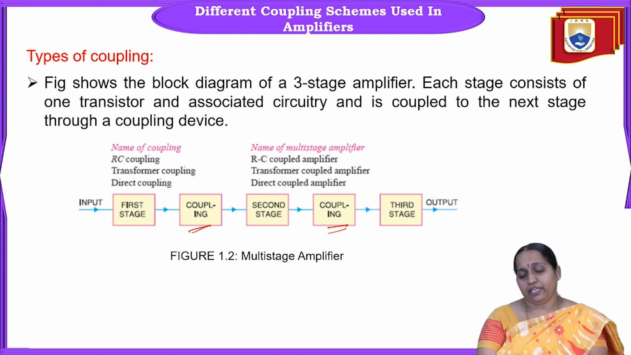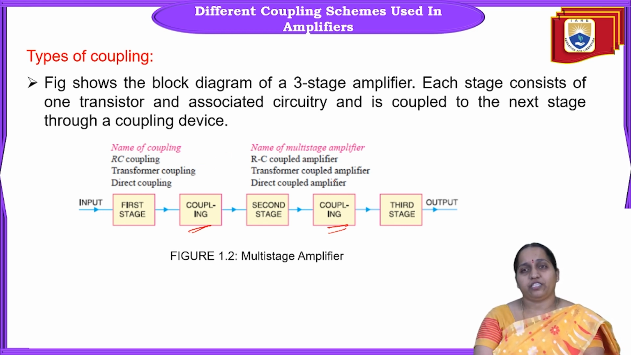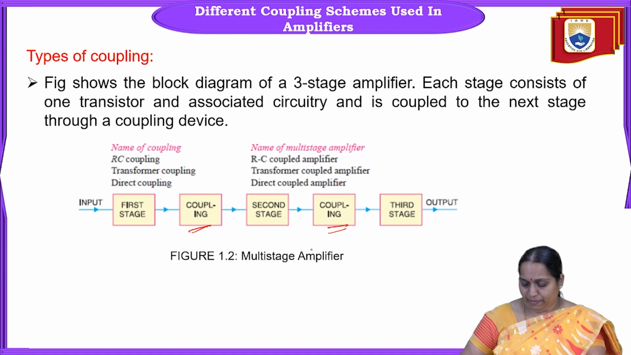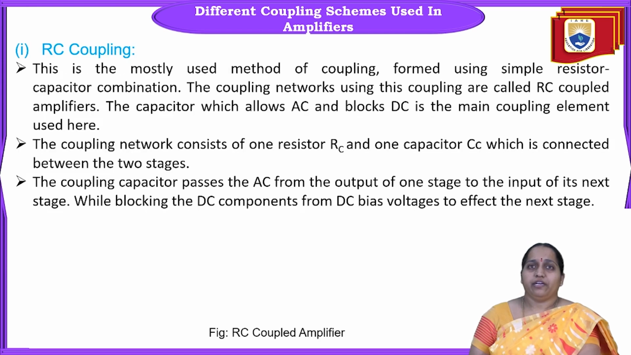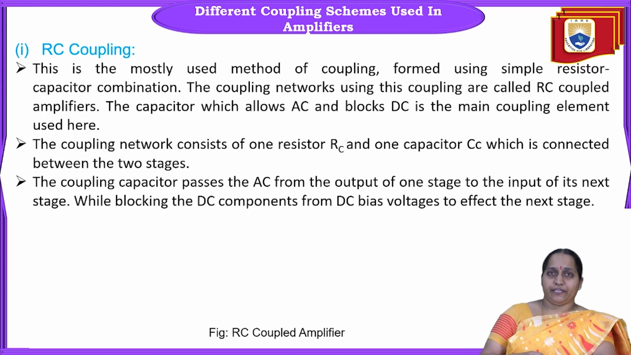Accordingly, the name of the multi-stage amplifier will be, if it is RC coupling, an RC coupled amplifier. If it is transformer coupling, you name it a transformer coupled amplifier. Or if direct coupling is used, then it is called a direct coupled amplifier. So, there are 3 types of coupling: RC coupling, transformer coupling, and direct coupling. We'll see each one in detail.